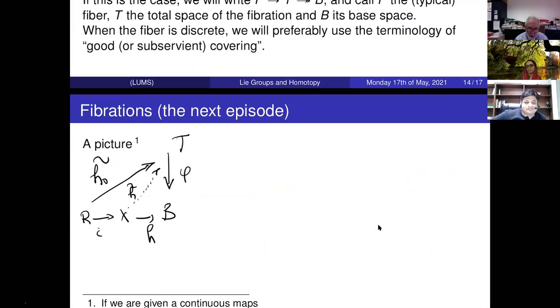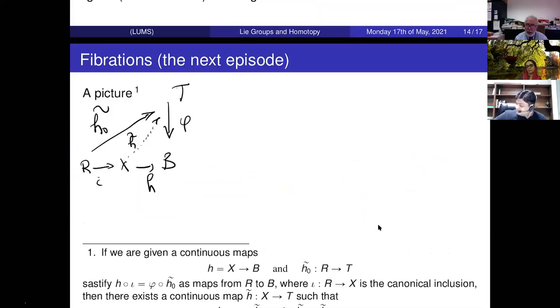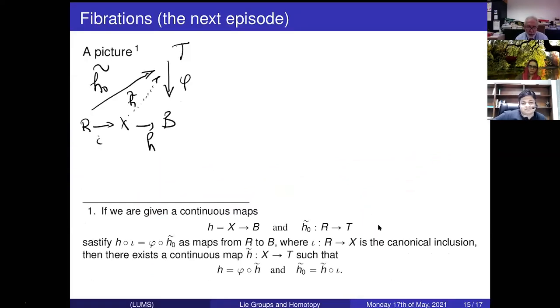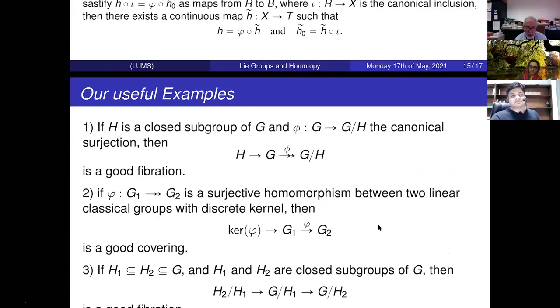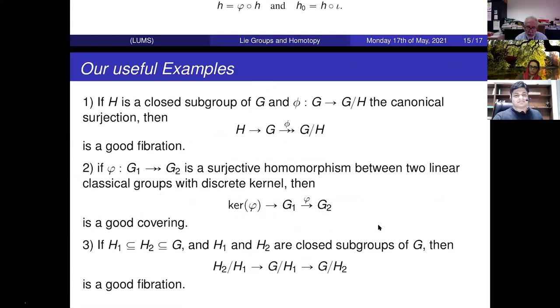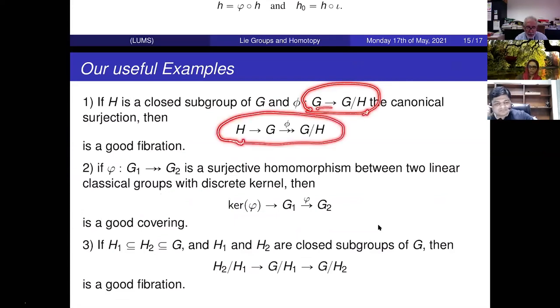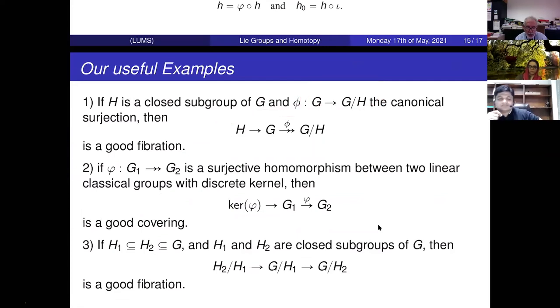So I can skip this. And what are the usual good fibrations? You see, if I take a closed subgroup H inside a topological group G, and I take the canonical surjection morphism from G to G over H, we have here a fibration, which is good. And the same if I take a surjective morphism from a topological group to another, such that the kernel is discrete, then here also is a good fibration.